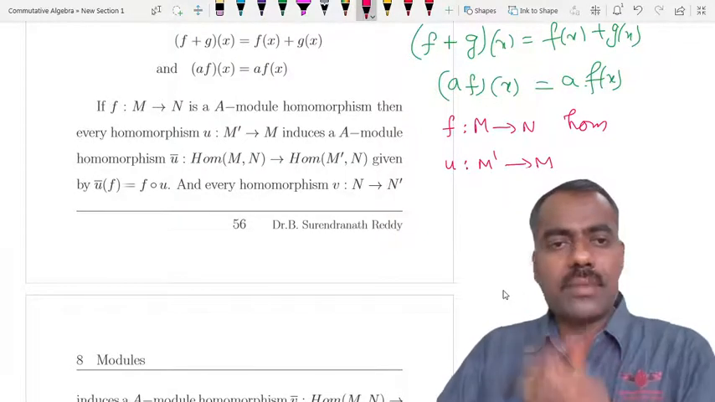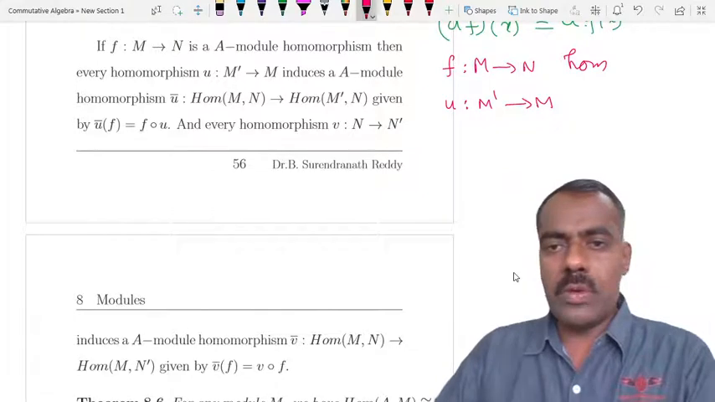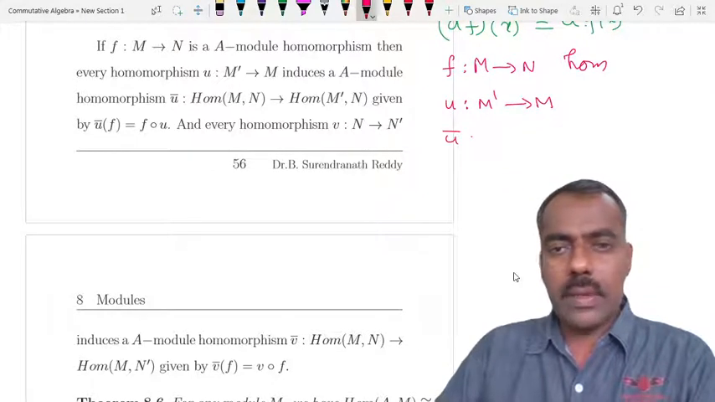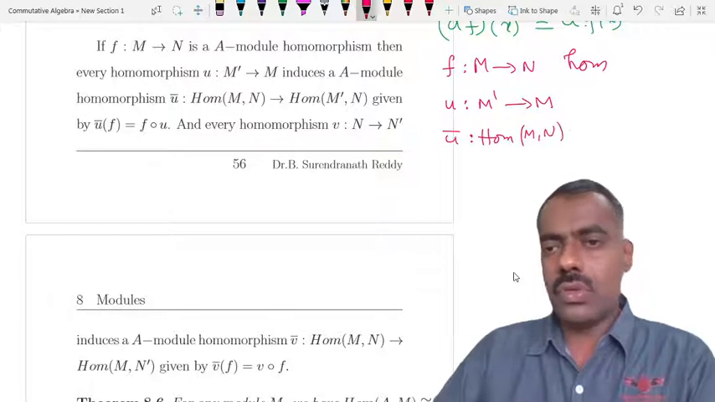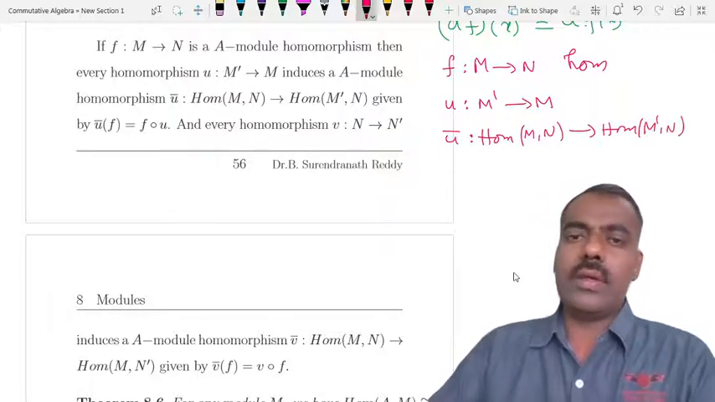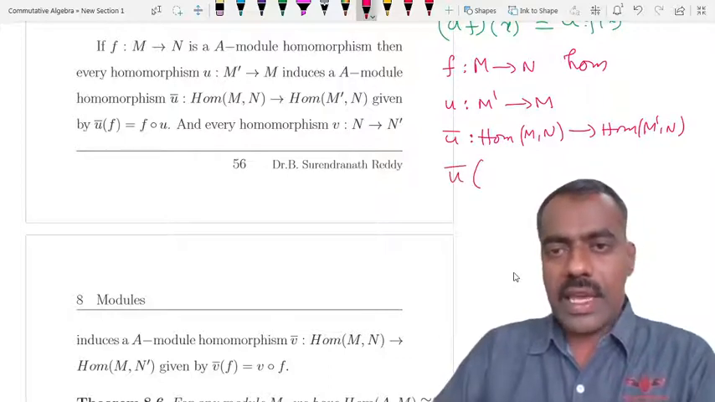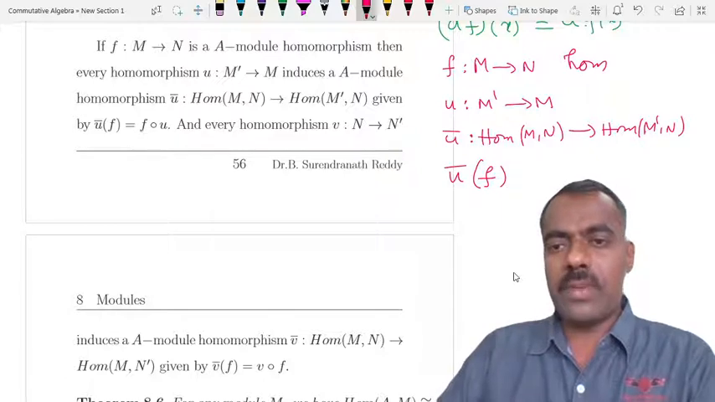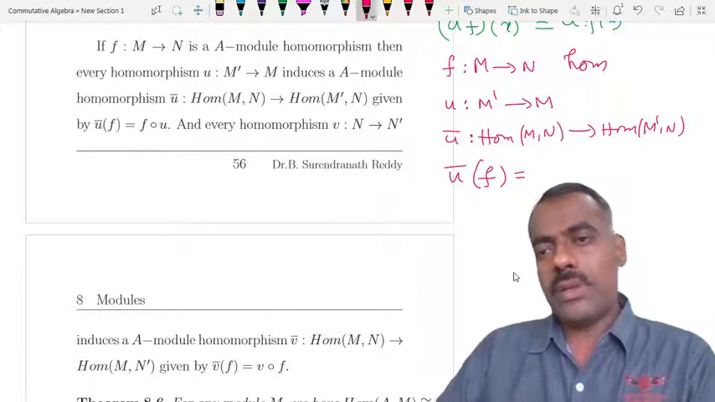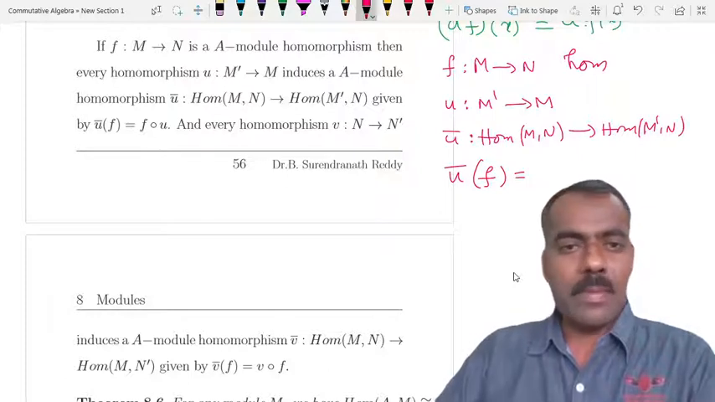Okay, then if you consider this homomorphism u, it induces a module homomorphism, you can call it u bar, from Hom(M, N) to Hom(M', N). It is given by u bar of f, where f is any homomorphism from M to N, and it should be a map into Hom(M', N).